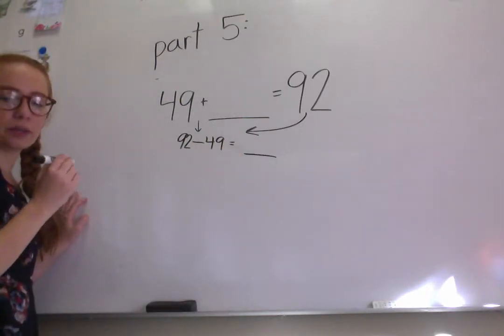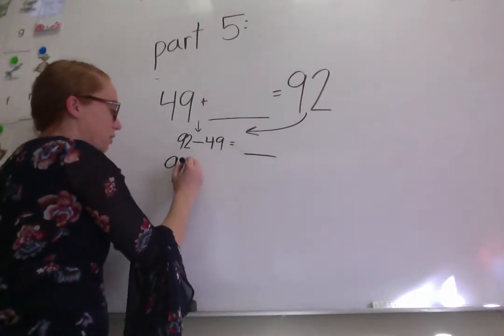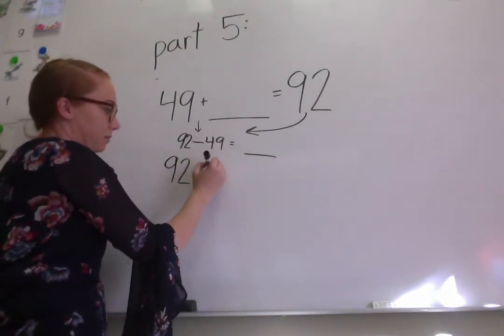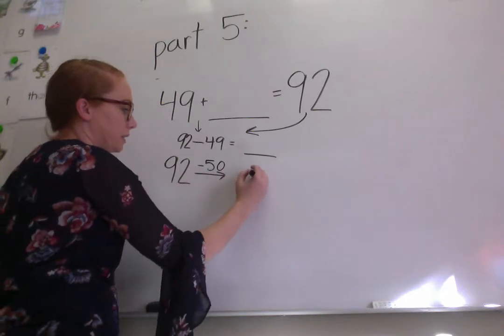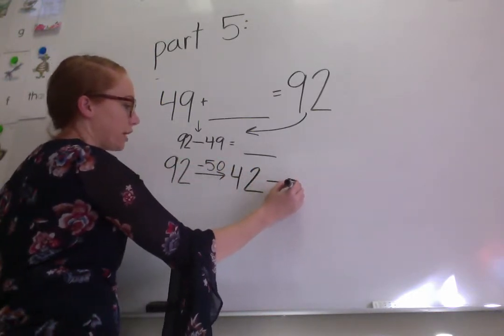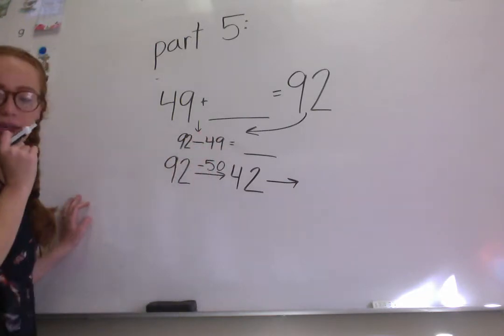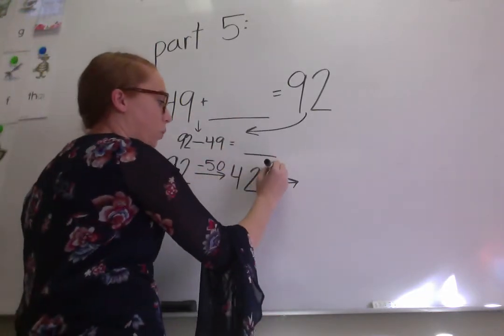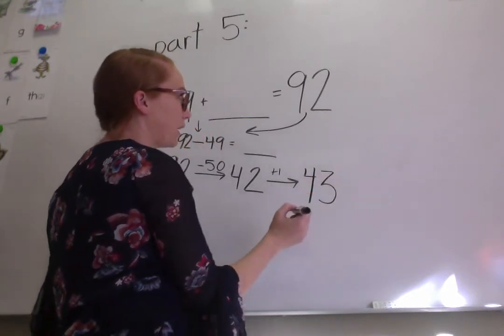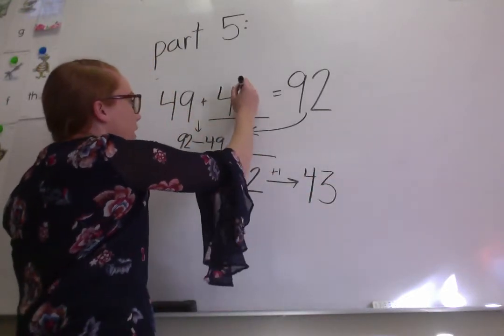I like to solve it using the arrow way, so you could do 92 minus, the closest number to 49 is 50. 2 minus 0 is still 2. 9 minus 5 becomes 4. Do your arrow again. It said 49, but we did 50. We need to add back 1. 42 plus 1 is 43. So my answer is 43.